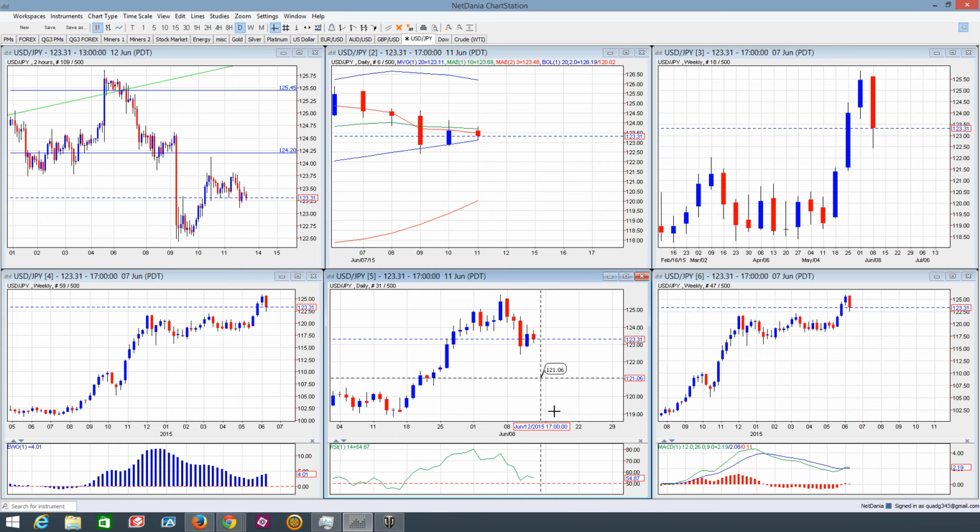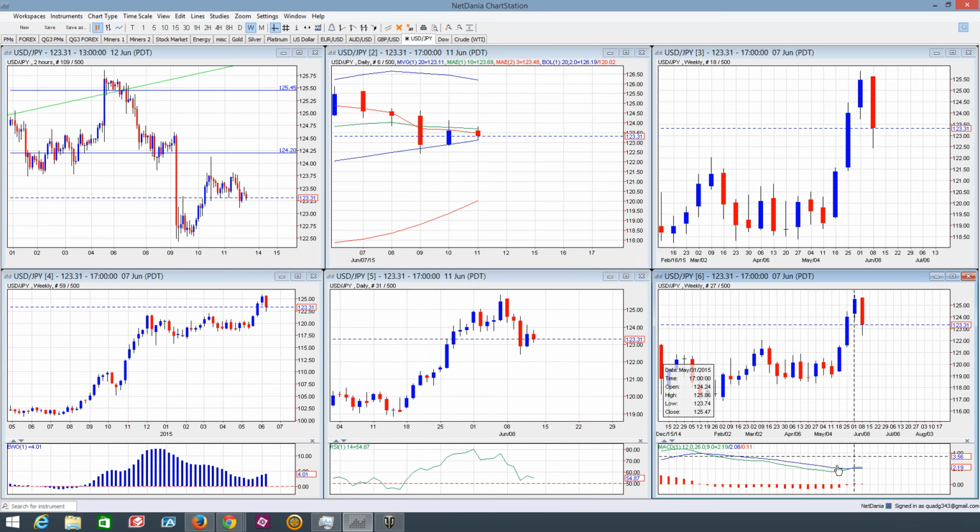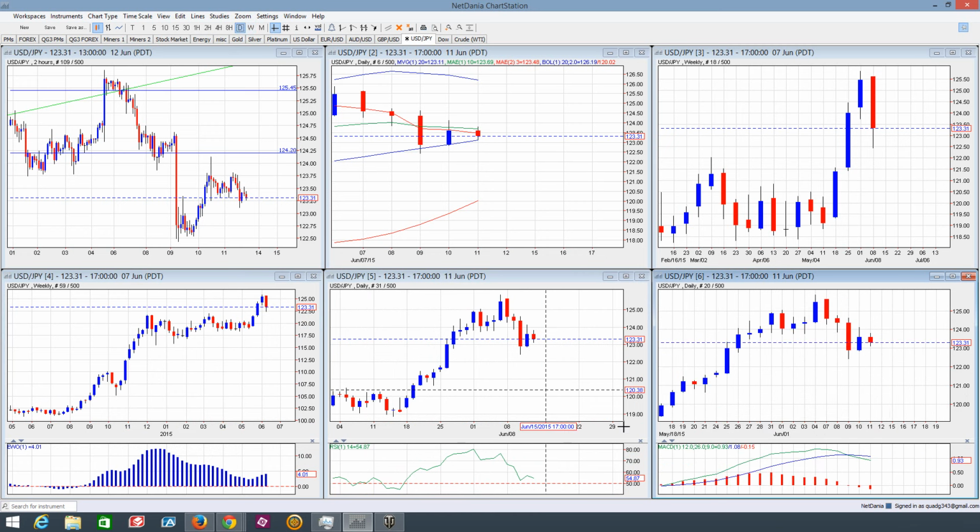RSI, we're still in that 50 range. It's very neutral. And the MACD on the weekly, we were bearish. It's popped back up a little bit, and now I would say we're somewhat neutral there. And on the daily, we've ticked back below. We're now on a bearish limit to the downside, so that's looking bearish.